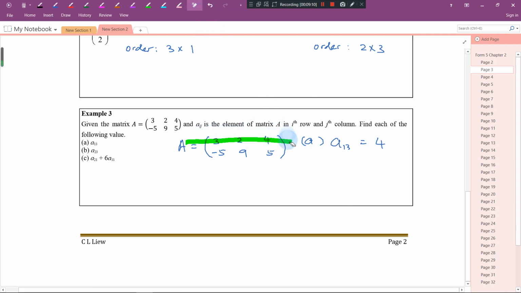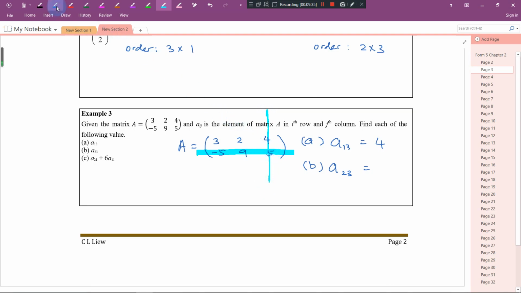Okay, so let's try the second one. A23. 23 means second row, third column. First row, second row. First column, second column, third column. So you see the cross is over here, right? This element is 5.